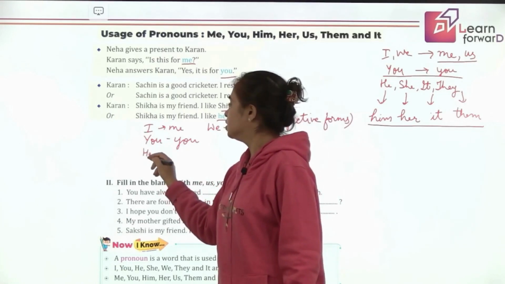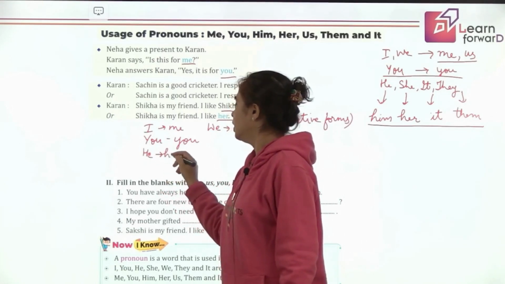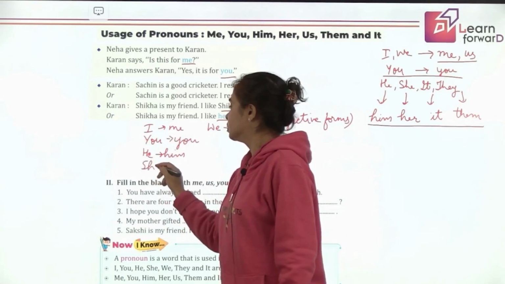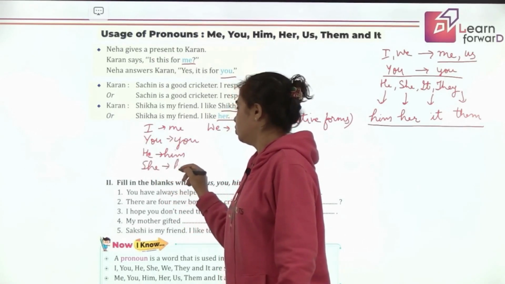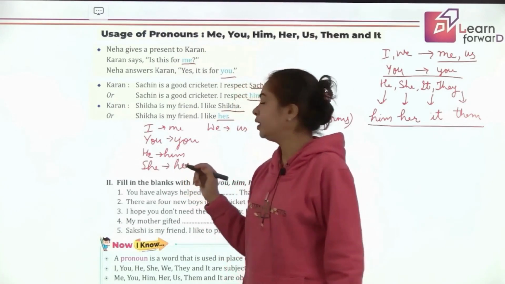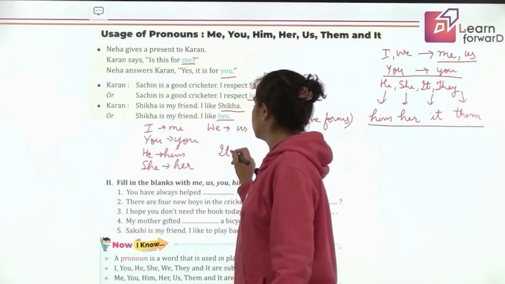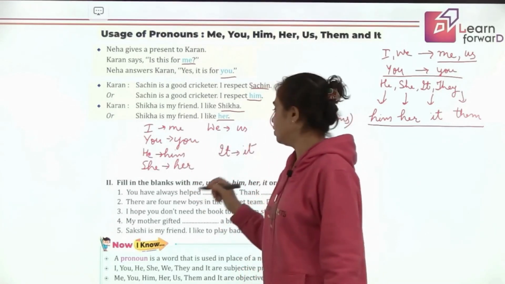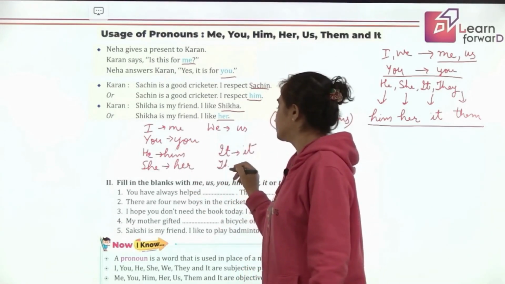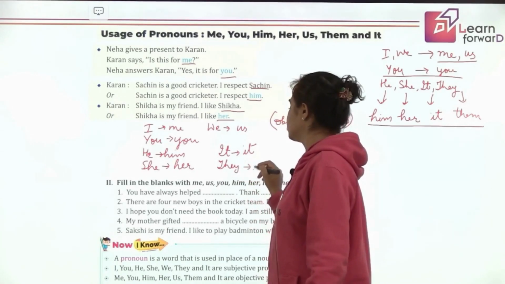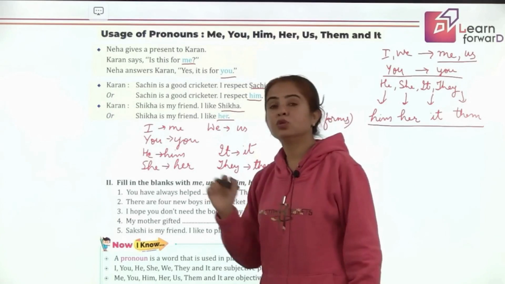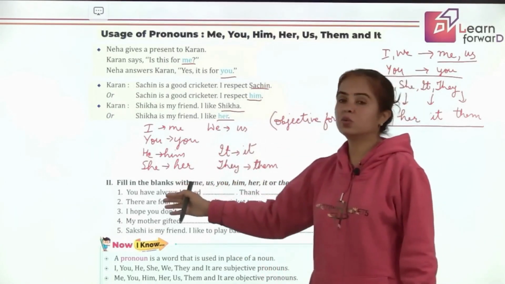Now third person, he becomes him. She becomes, very good, her. It becomes, it remains it just like you. Very good. And they becomes, yes, them. That's excellent. So, keeping this in mind, let us quickly do this.